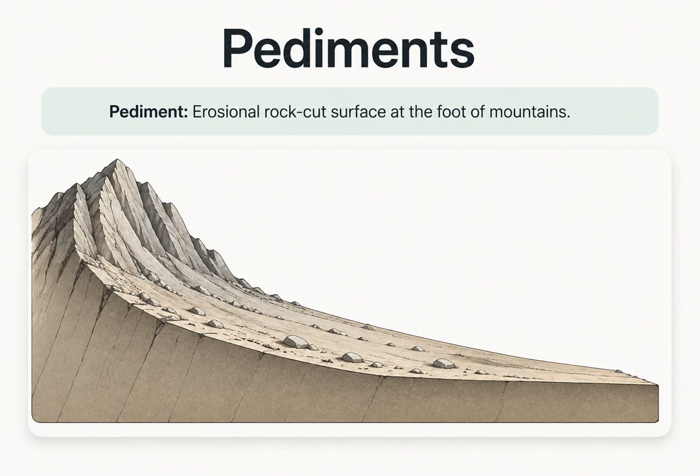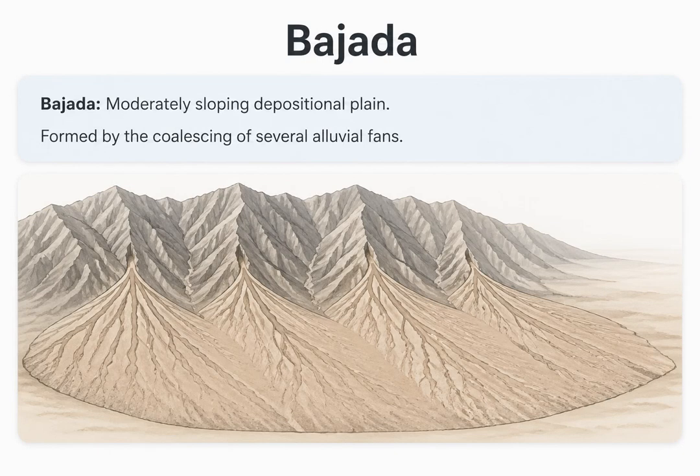While a pediment is erosional, a bajada is depositional. As water rushes out of mountain canyons, it dumps its load of rocks and sediment at the base, forming an alluvial fan. When several of these alluvial fans merge and blend together side by side along the mountain front, they create a continuous, moderately sloping depositional plain called a bajada. Bajadas sit right between the rocky pediment and the flat playa.